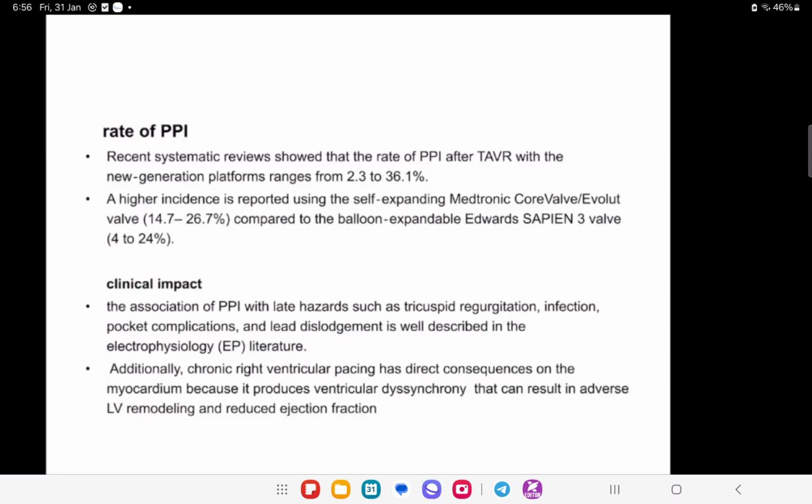The clinical impact: the association of PPI with late hazards such as tricuspid regurgitation, infection of pocket complications, and lead dislodgement is well described in the electrophysiology literature. Additionally, chronic right ventricular pacing has direct consequences on the myocardium because it produces ventricular dyssynchrony that can result in adverse LV remodeling and reduced ejection fraction.